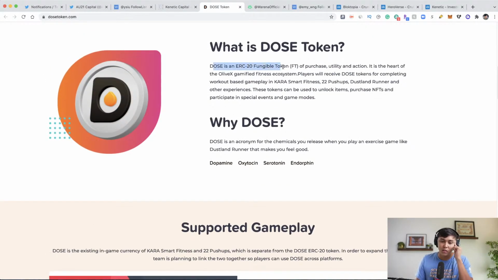Dose is an ERC20 fungible token of purchase, utility, and action. It is the heart of all of X's gamified fitness ecosystem. So it's kind of like a Palantir, right? So the one thing too about blockchain and all that stuff is that there's that publicly traded company. So you're trying to find comparisons at least to see the revenue streams or the possibilities that you can kind of cling on to. Not everything is going to be the same when it comes to blockchain and public domain. I get that, but at least there's something to compare it to so you can kind of get a gauge of how much valuation or how much you should actually invest of your money.